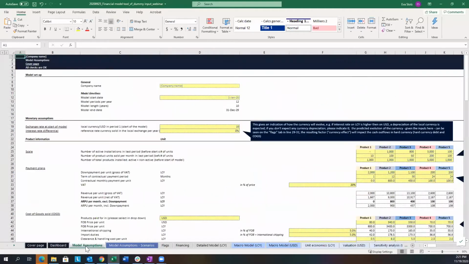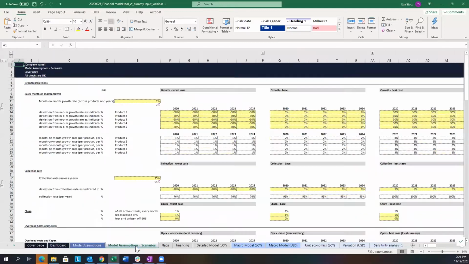Then you have 2 assumption sheets. The main assumption sheet is really where you have to put most of the assumptions. It starts with the company name and model start date, goes on to the currency, then you have to input the values related to the scale of the business, payment plans of the different products that you're offering, etc. I won't go through those in detail now, but I'll take you through that when I show you the steps to complete the model.